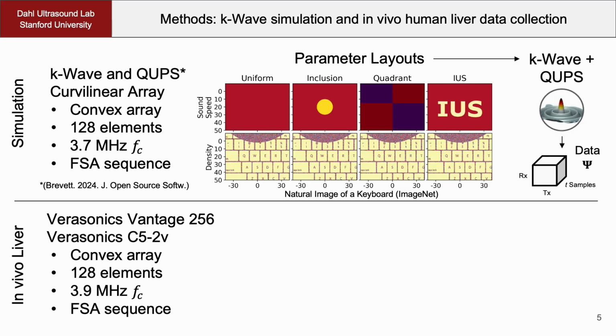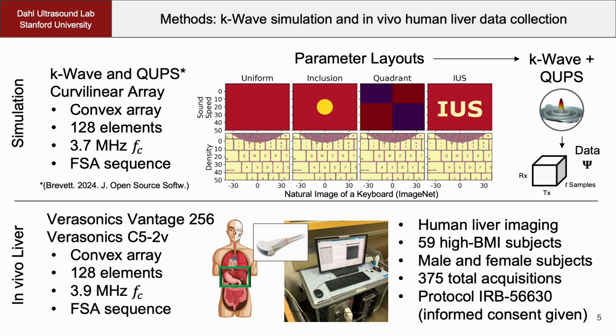For in vivo data, we used a Verasonics Vantage 256 ultrasound research system and a C5-2V convex array. We performed human liver imaging on 59 high BMI male and female subjects for a total of 375 acquisitions using an IRB-approved protocol.